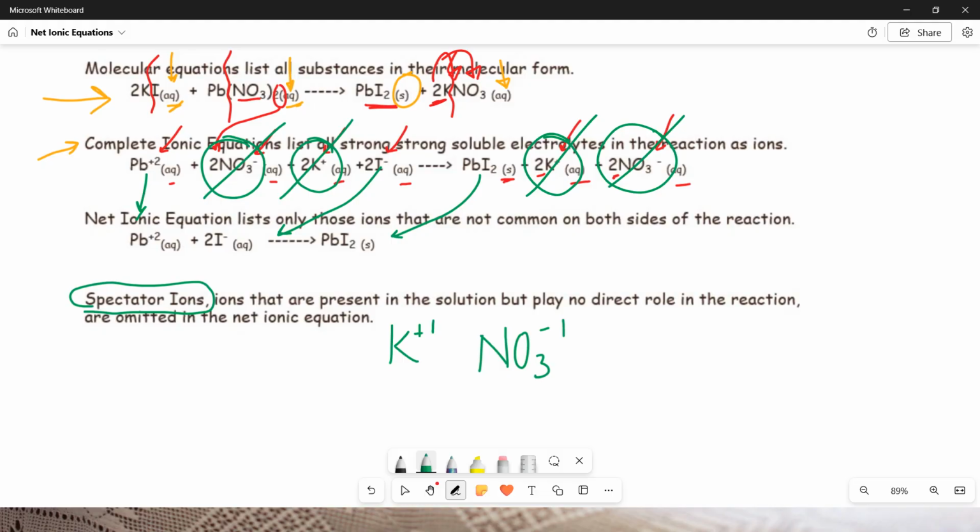Find part 2 of this where I do 2 examples, one predicting and then writing the net ionic equation, and then also just writing a net ionic equation from a balanced molecular equation.